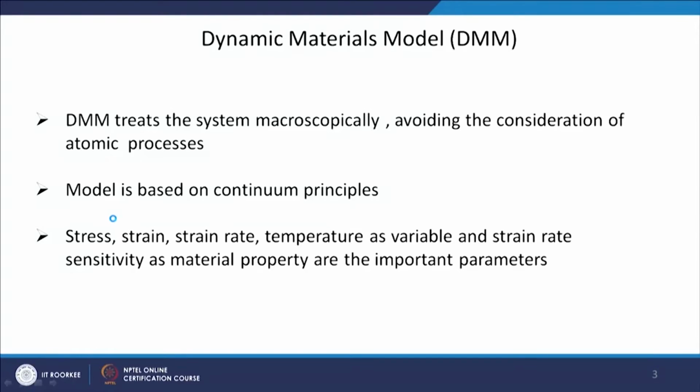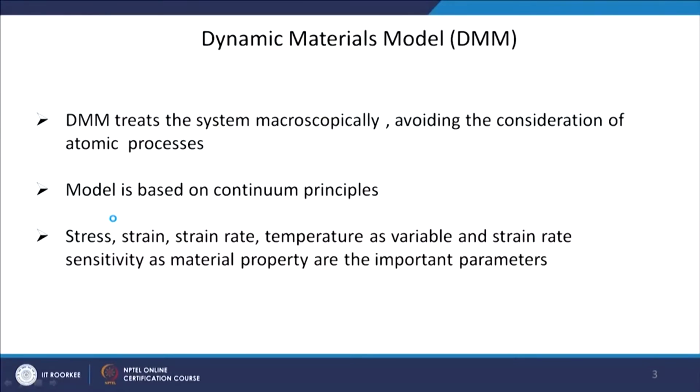So, this created the argument for generation of a processing map. Okay. So, the dynamic materials model proposes that it treats this system macroscopically. Earlier, in the deformation mechanism map, we were going into the actual atomic processes, and from there we were trying to delineate different regions for different processes. But now DMM treats this macroscopically, and atomic processes are not taken into consideration, and so the material is treated as a continuum. Okay. So, we are not worried about what is going on inside.